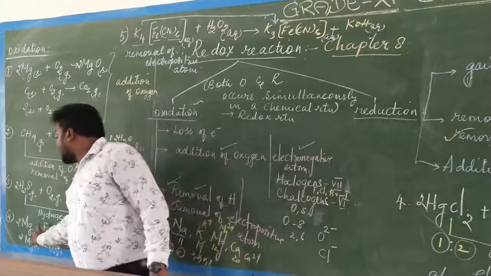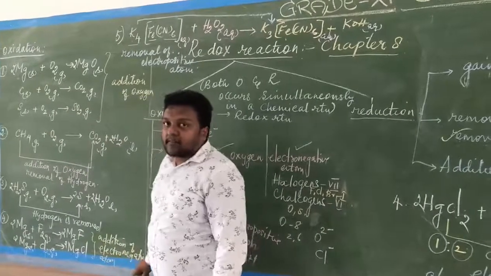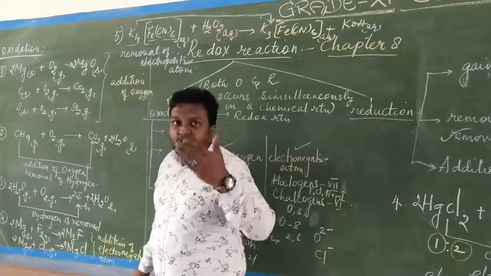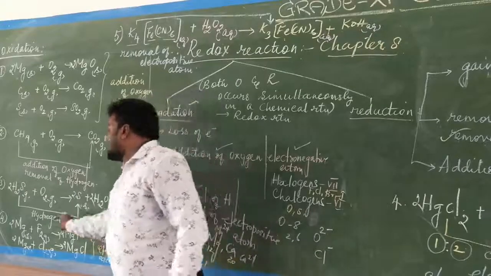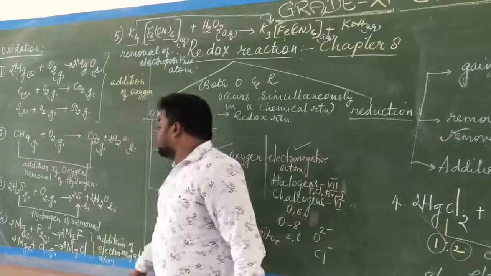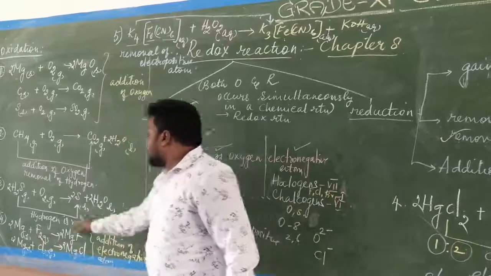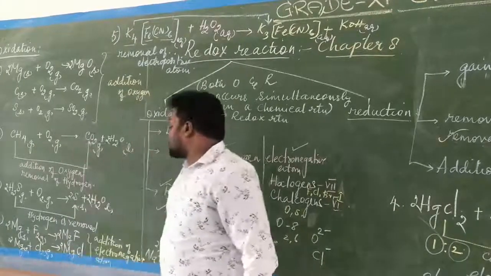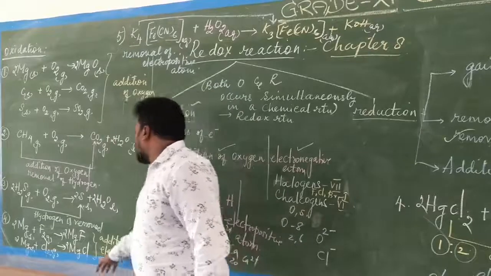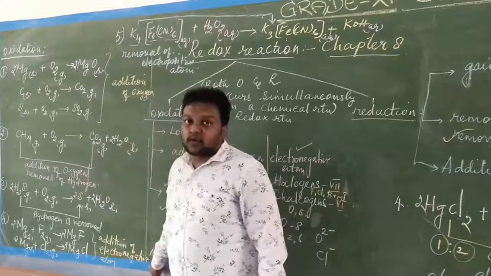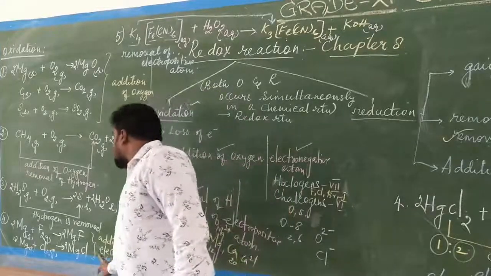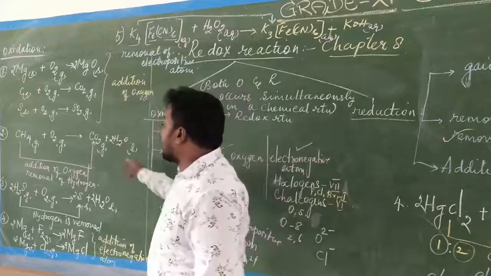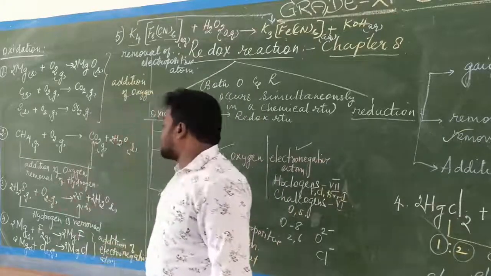The fourth point is addition of electronegative atom. Electronegative atoms, I told you, are chlorine, the halogens, oxygen and sulfur. So magnesium combined with fluorine forms magnesium fluoride. Magnesium combined with chlorine gives rise to the formation of magnesium chloride. So this is addition of electronegative atoms. Here addition of electronegative atom has taken place.